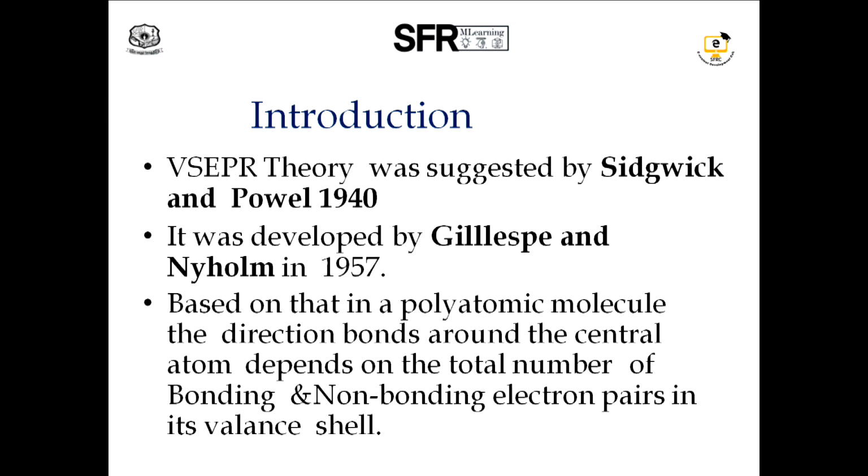The theory is based on polyatomic molecules and the direction of bonds around the central atom. So, it depends upon the number of bonding as well as non-bonding electrons in the valence shell. This theory is only for polyatomic molecules, not for the transition metals.